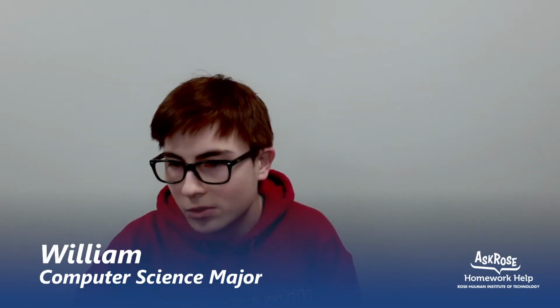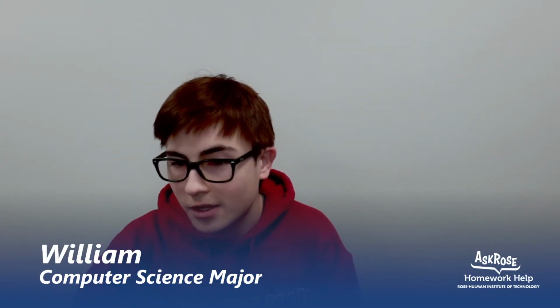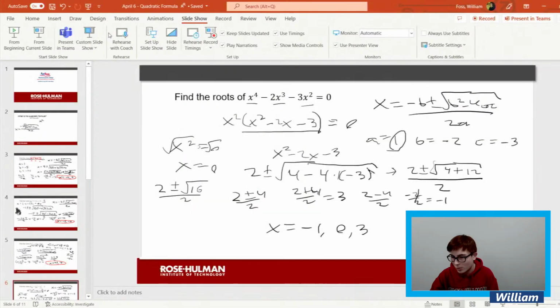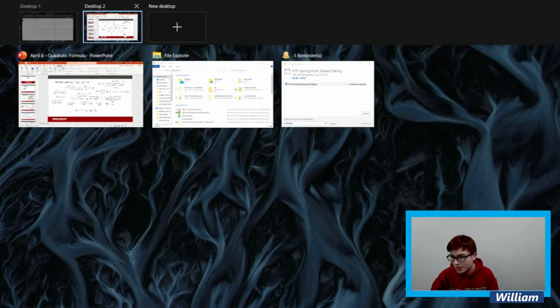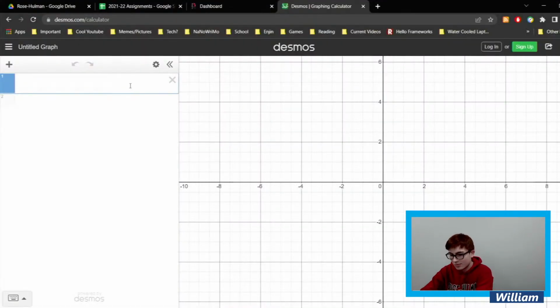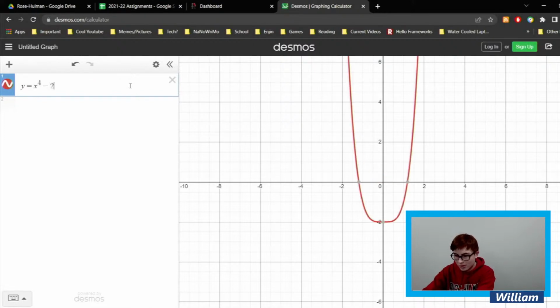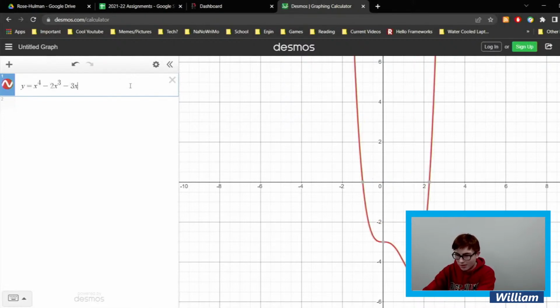I'm going to pull up a Desmos window here. This is Desmos, which is a graphing tool we showed you guys earlier in the year. If we go look at my PowerPoint, we're looking for x to the 4th minus 2x cubed minus 3x squared. I'm going to go back to Desmos and say y equals x to the 4th minus 2x to the 3rd minus 3x squared.